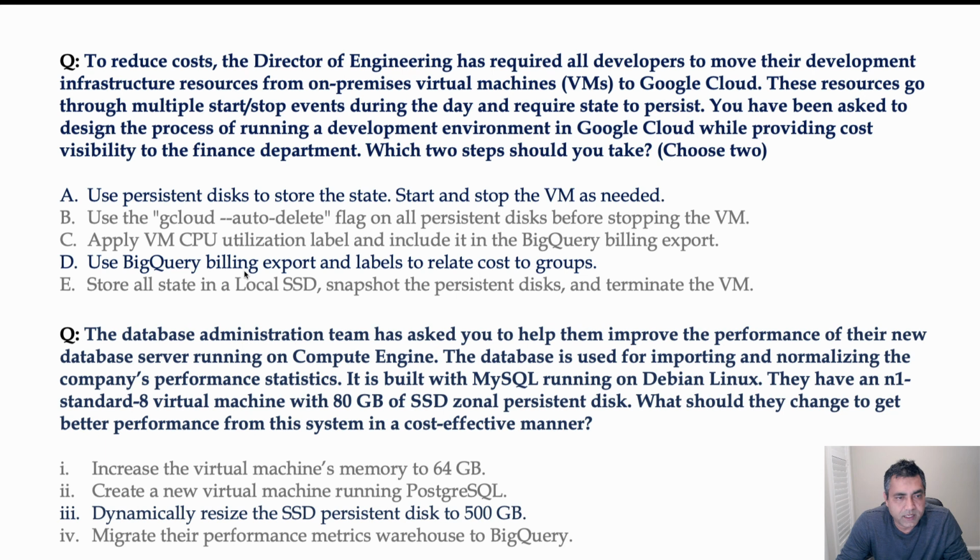D, use BigQuery billing export and labels to relate cost to groups. It's correct because exporting daily usage and cost estimates automatically throughout the day to a BigQuery dataset is a good way of providing visibility to the finance department. Labels can then be used to group the costs based on team or cost center. So D is the second answer.